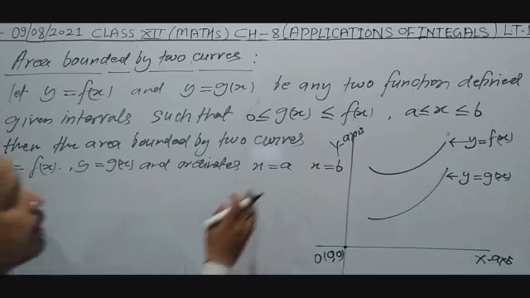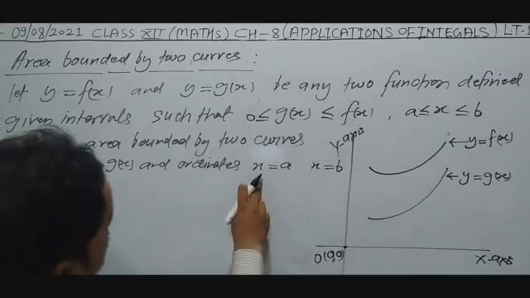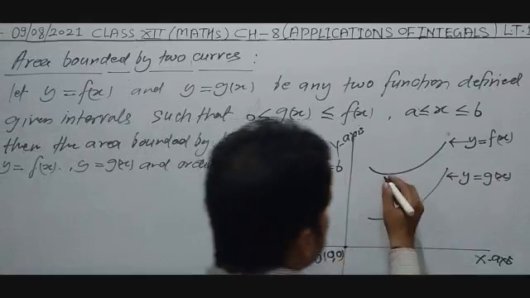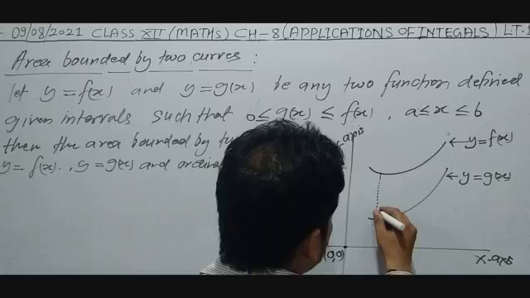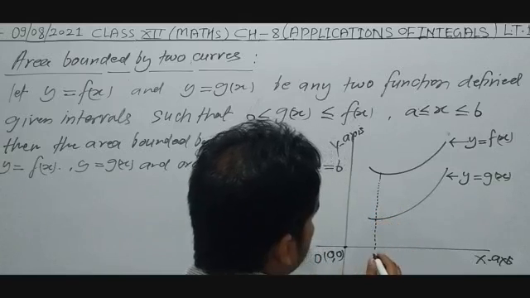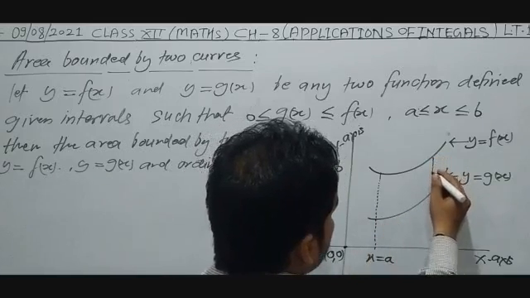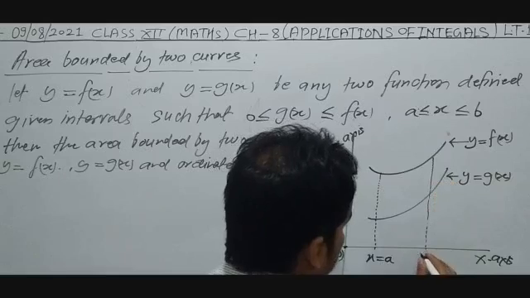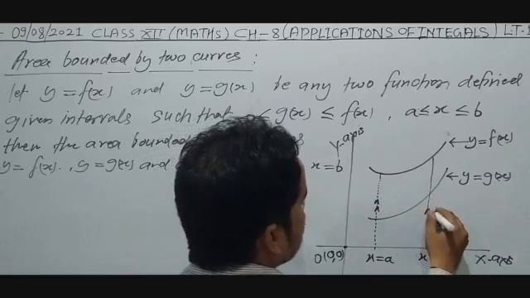An ordinate is a line parallel to the y axis, whereas the abscissa coordinate is measured along the x axis. Suppose this is the line parallel to the y axis, x is equal to a, and this is another line parallel to the y axis, x is equal to b.